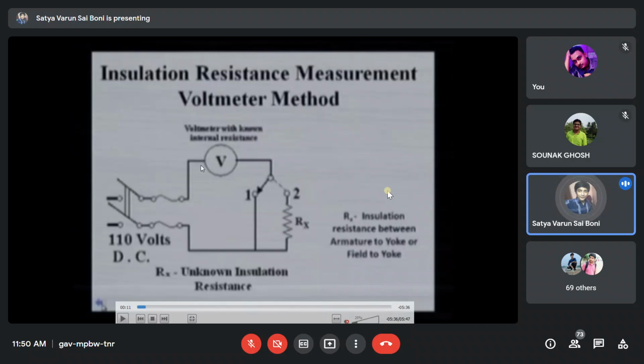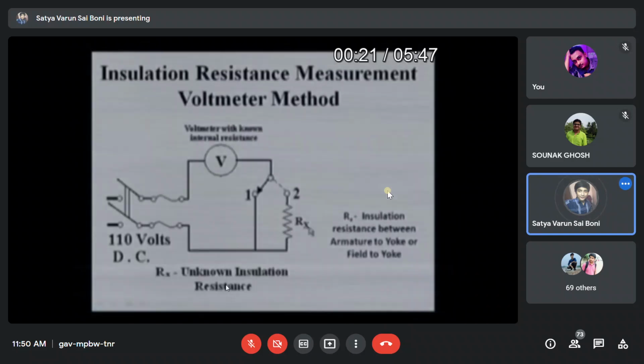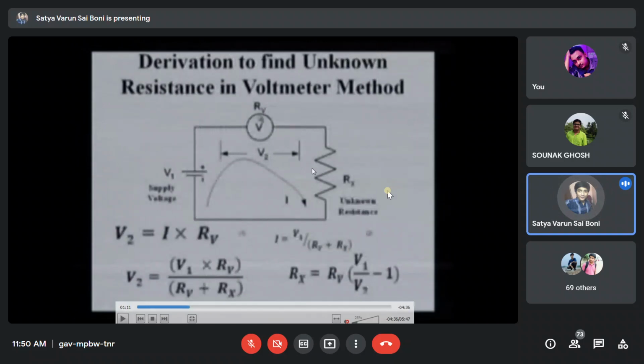Rx. So this is the overall circuit we find. Okay. See, it will be clear. This is the thing I am saying. See, this is the supply voltage, this is the voltmeter, and this is the Rx.